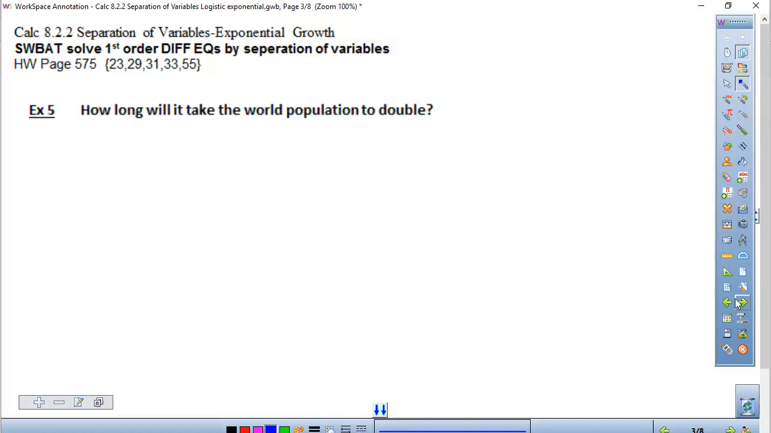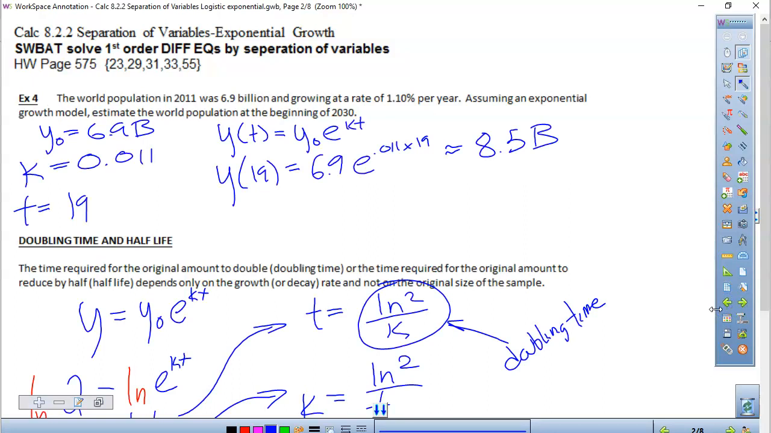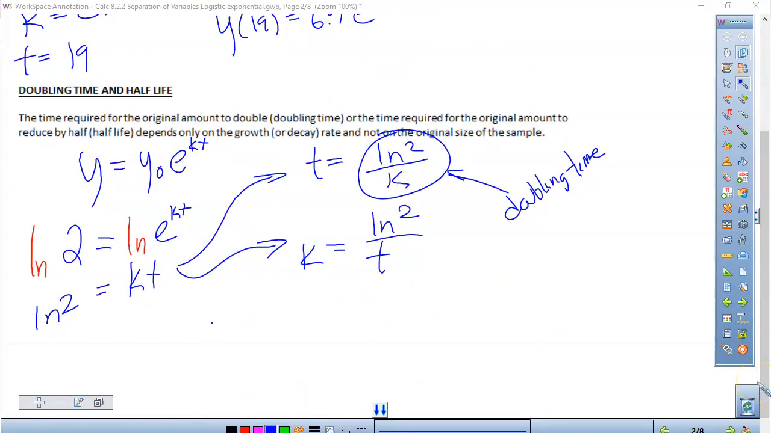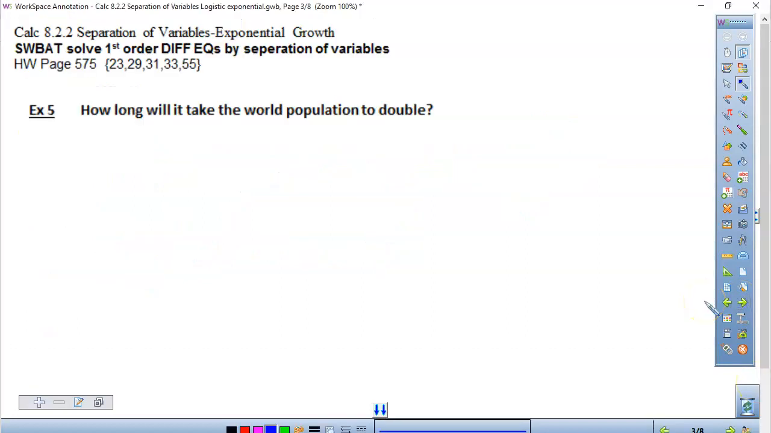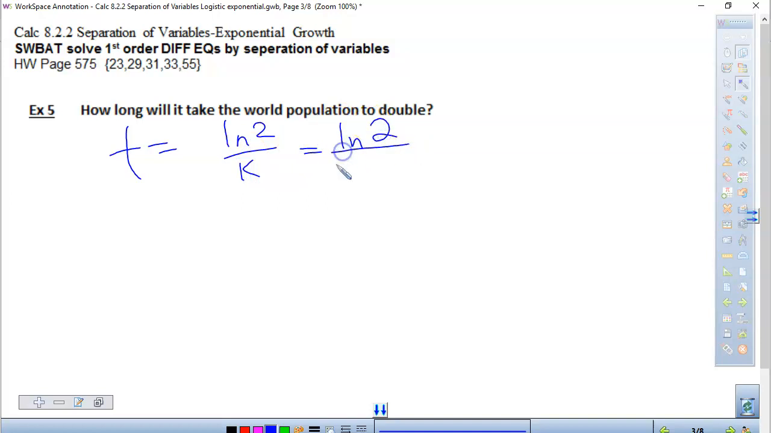How long will it take the world population to double? Time will equal ln2 over k. What's k for us? 0.011. What's ln2 divided by 0.011?